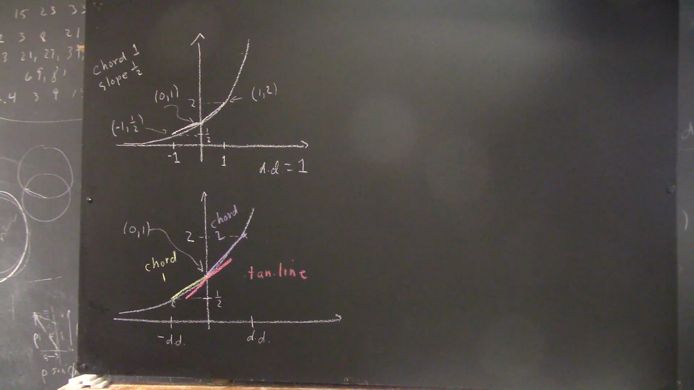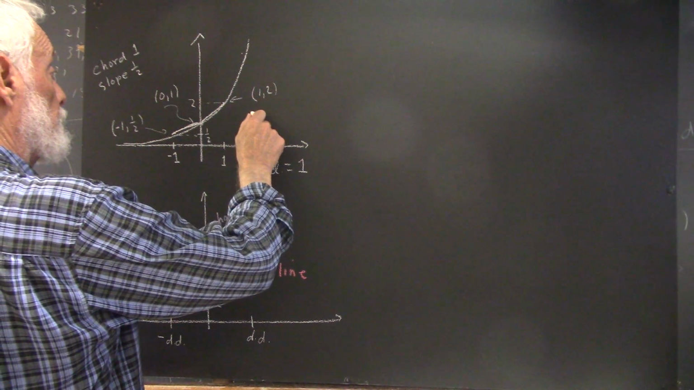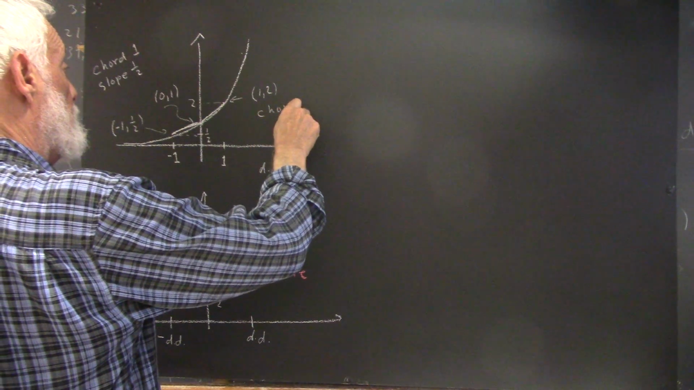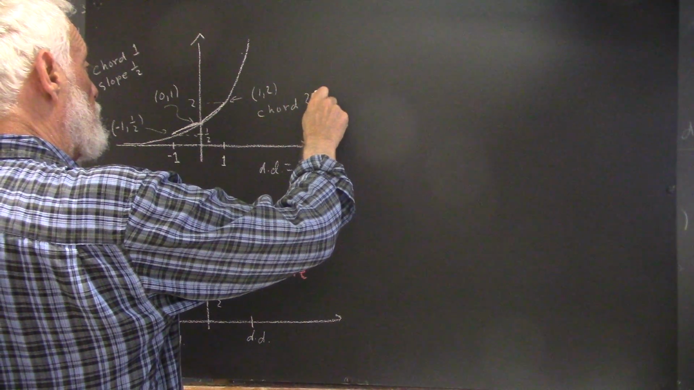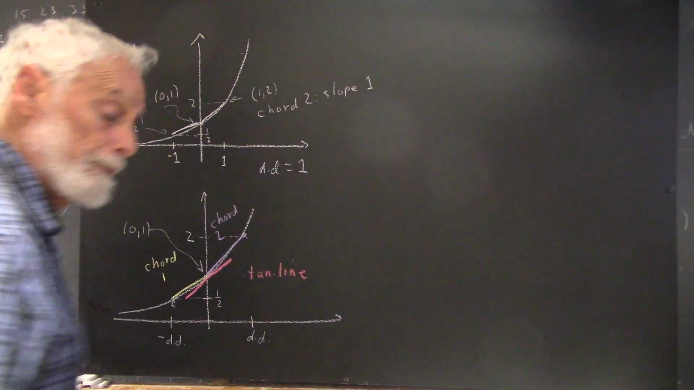Okay, what's the slope of that? Well, it's very easy to see that we move over 1, we move up 1. So chord 2, slope is 1.